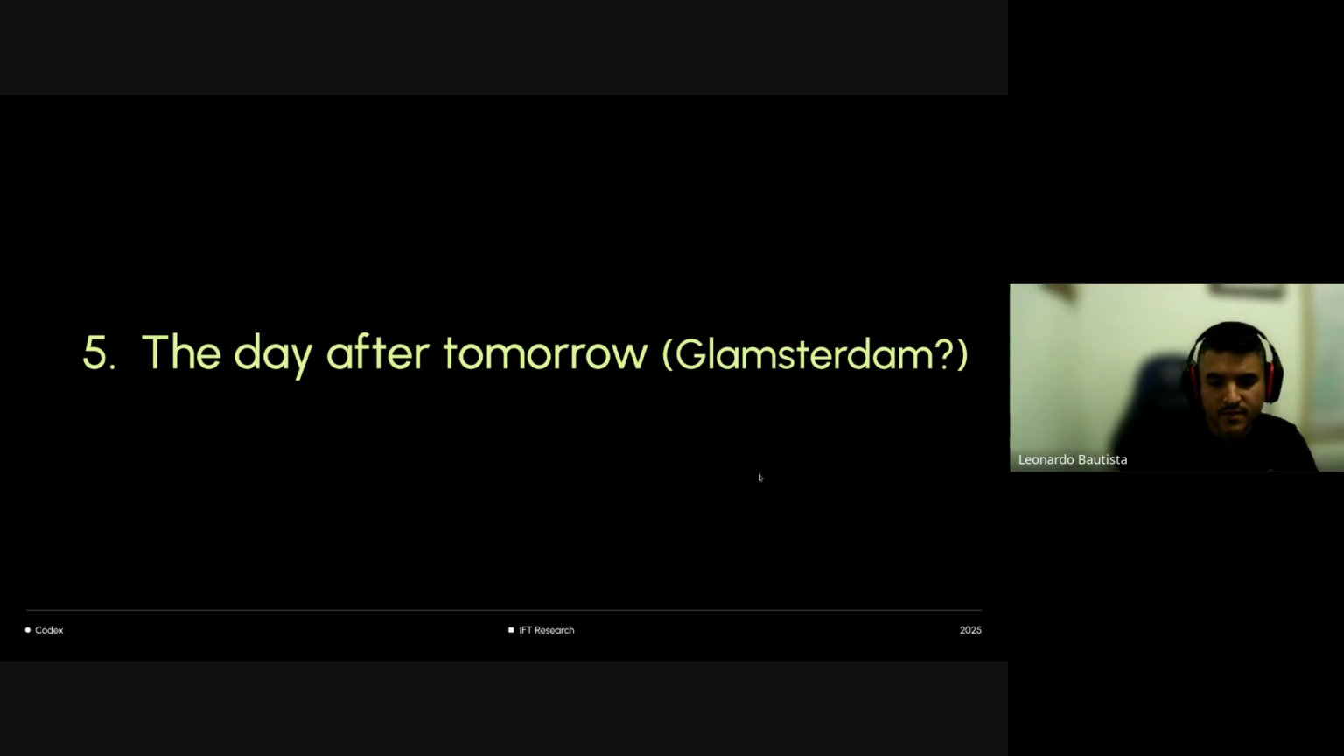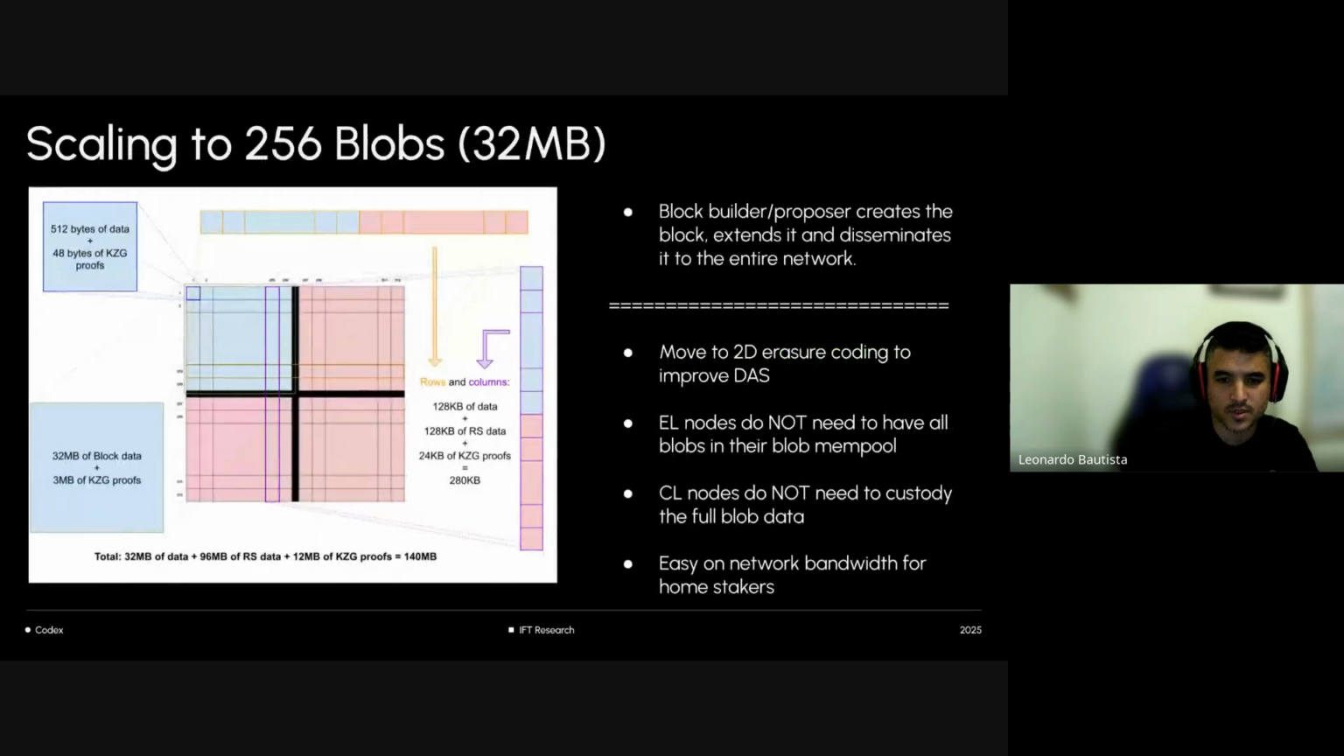We already have a simulator. We actually have 2 simulators in which we have been testing many of these ideas. But again, it would be much nicer to have real network experiments to kind of corroborate some of the things that we see here. So the idea is to scale up to 256 blobs. And that's about 32 megabytes of data before erasure coding.